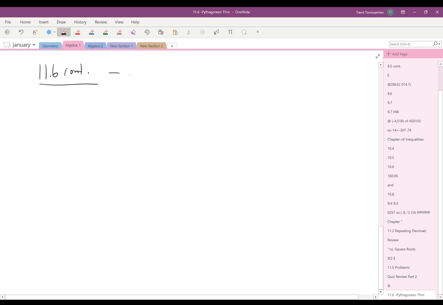So the second thing we're going to look at is an extra section after 11.6 on what's called the distance formula. Now, please don't get this confused with what we already think about when we say distance formula in algebra, and that is d equals RT. That is the distance formula when it relates to speed and time and rate and distance. We're not talking about that. What we're talking about is, on a coordinate plane, the distance between 2 points.